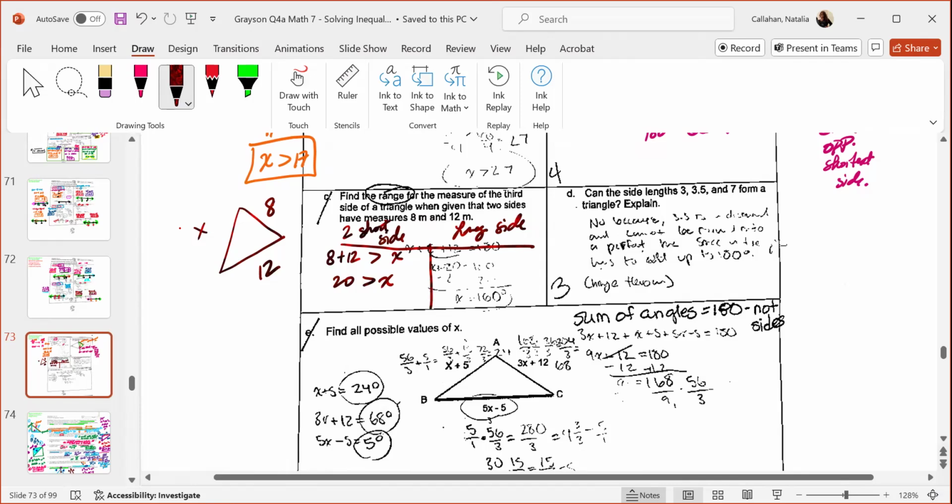For the other one, x is not a long side. 12 is a long side, right? One of the numbers is a long side. Then x plus 8 is greater than 12. These two are your answer. You just put them together, x in the middle, like that. Or 4 is less than x is less than 20.